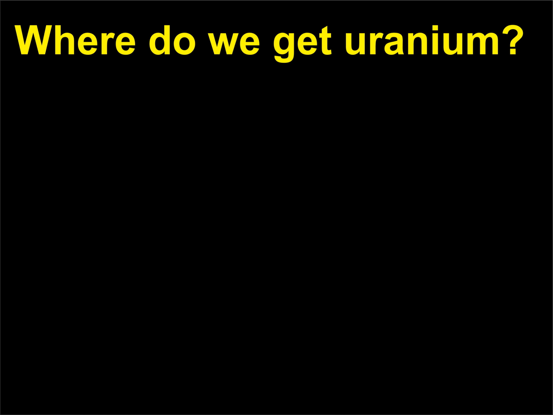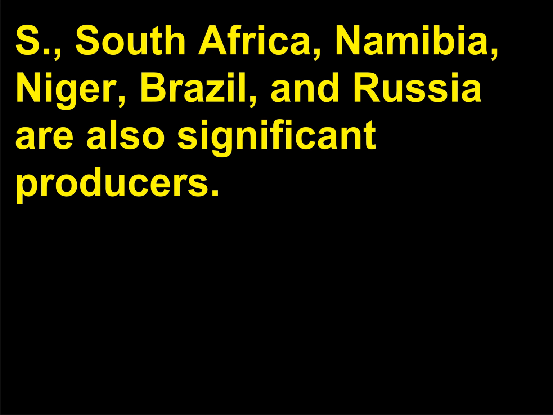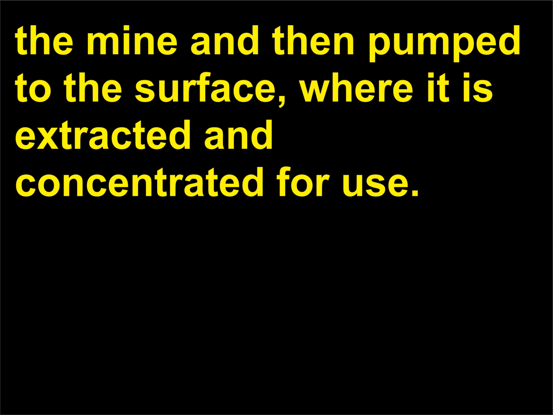Where do we get uranium? Uranium is mined largely in Kazakhstan, Australia, and Canada, although the U.S., South Africa, Namibia, Niger, Brazil, and Russia are also significant producers. Uranium is mined using a leaching process that allows it to be dissolved from ore deep in the mine and then pumped to the surface, where it is extracted and concentrated for use.